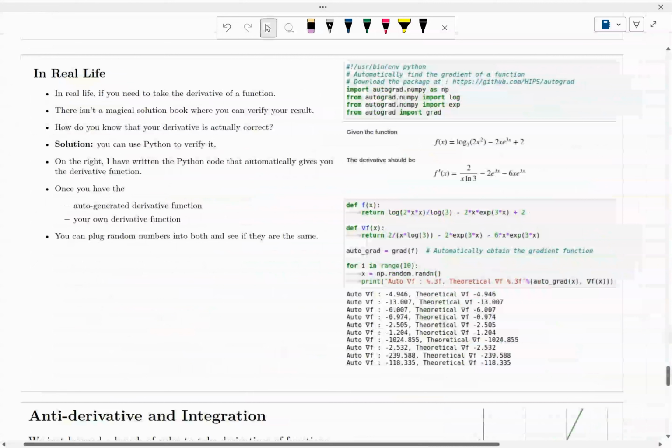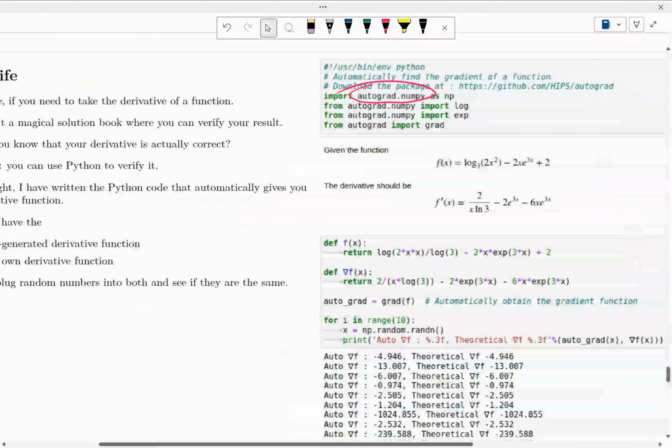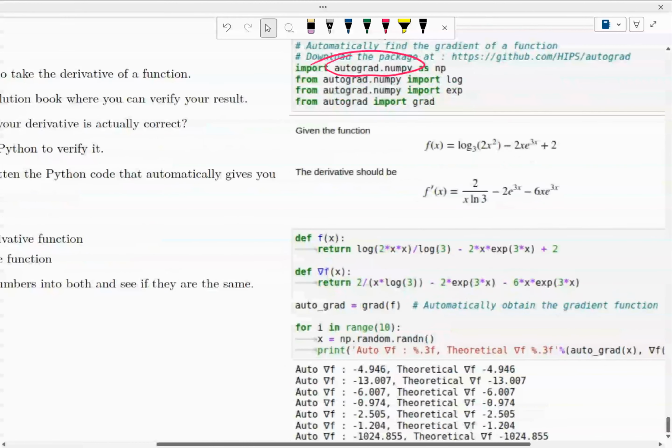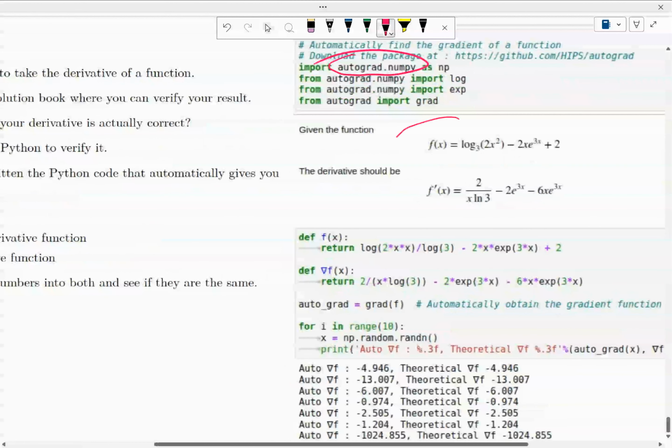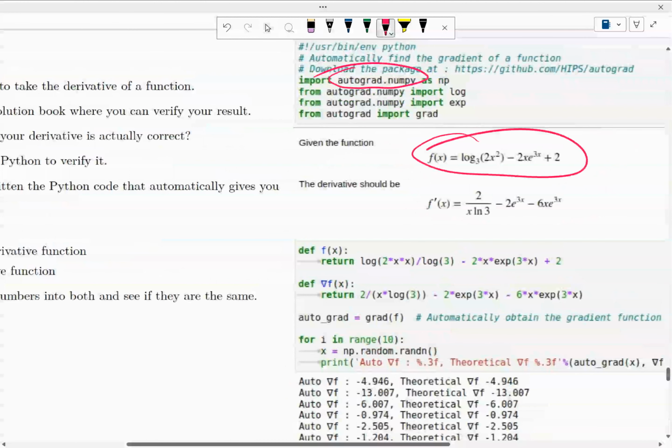There's a library called AutoGrad. You will need to download this. Once you've downloaded it, here is the function we just looked at. This was the practice function, and I personally calculated the derivative by hand. Somebody told me to solve this, and I said, I think this is it. And now I want to use the code to verify.